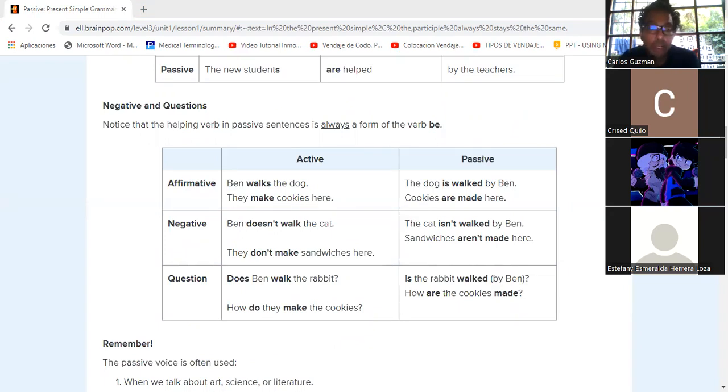Let's have some of you guys read these examples. Chrisette, can you read the examples of the affirmative sentence, the active and the passive, please?